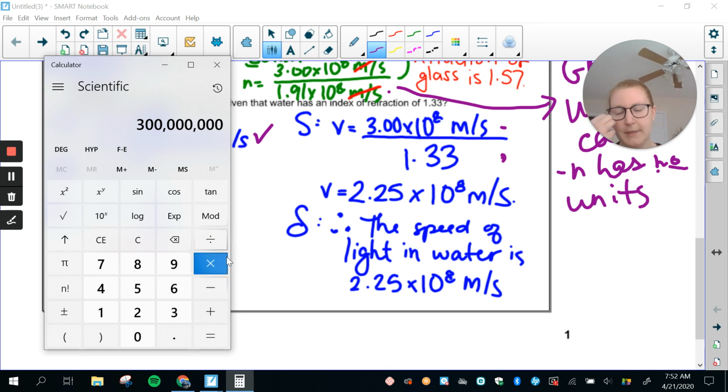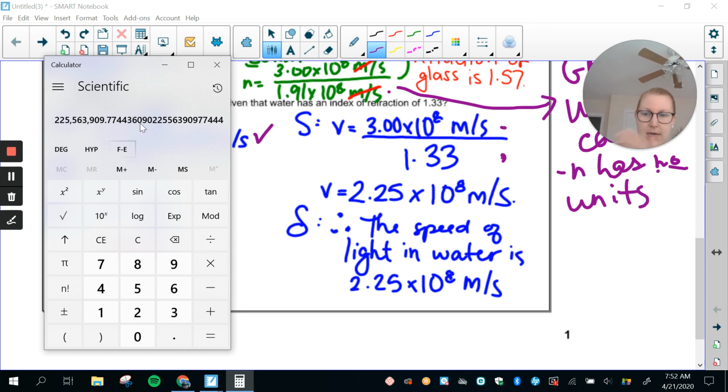I'm sure that in math somewhere else you've used those buttons before. Yours is going to look slightly different from mine, but every time it should be a giant number for the speed, just remembering light moves really, really fast. Then I'm going to divide it by 1.33 because that was my index of refraction. What I get at the end is this big, huge number, 225 million, with all these other things beside it. So what I've done is change this number into scientific notation.